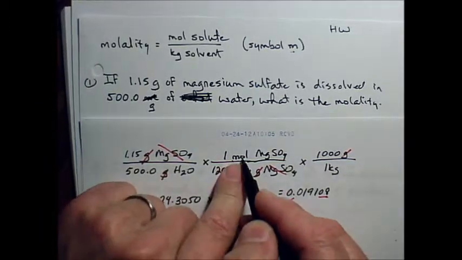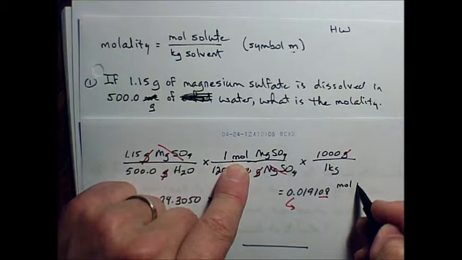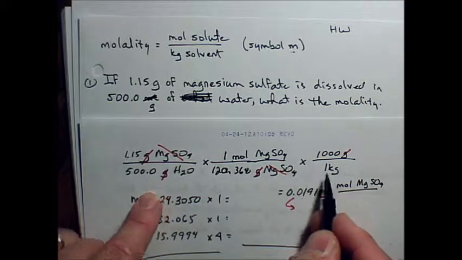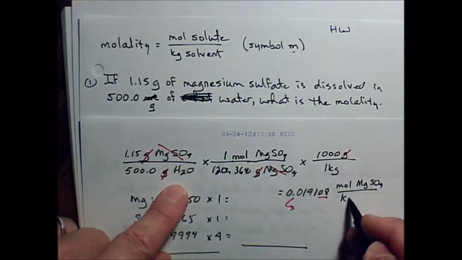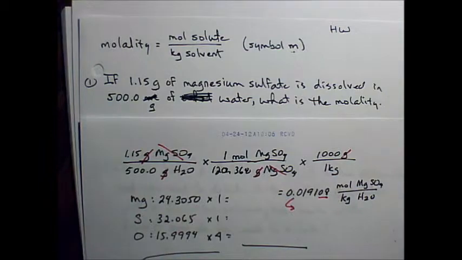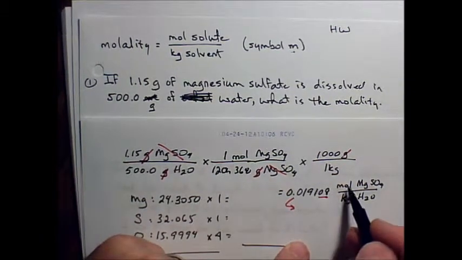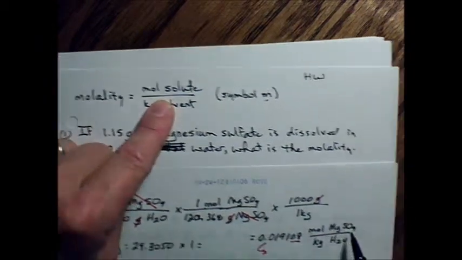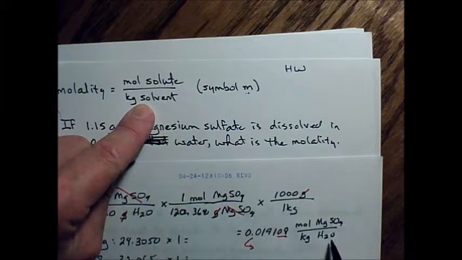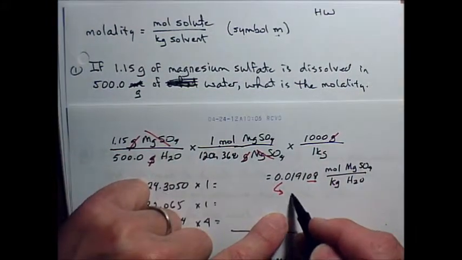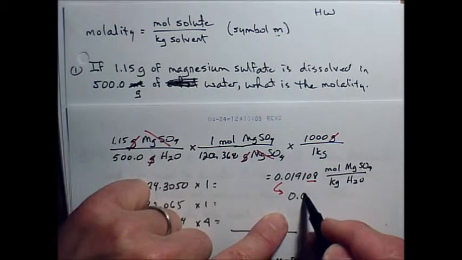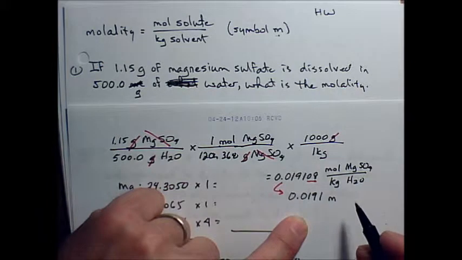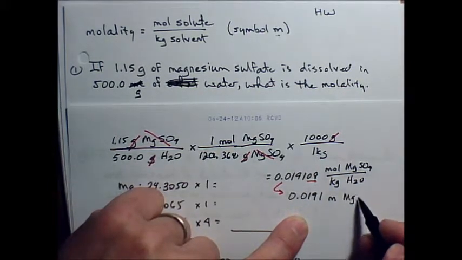At this point, we've got moles of magnesium sulfate over kilograms of H2O. Kilograms is the solvent, and this gives us the correct setup for molality: moles of solute, moles of magnesium sulfate, over kilograms of solvent, kilograms of water. So when we finally write our answer, we can say 0.0191 molal magnesium sulfate solution.